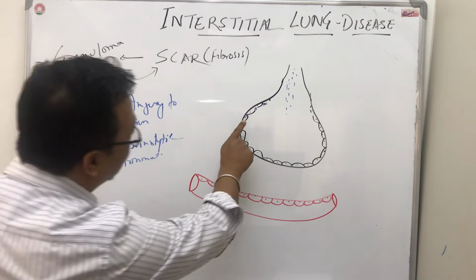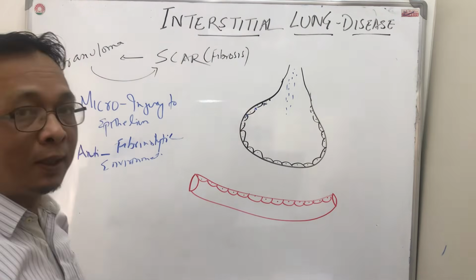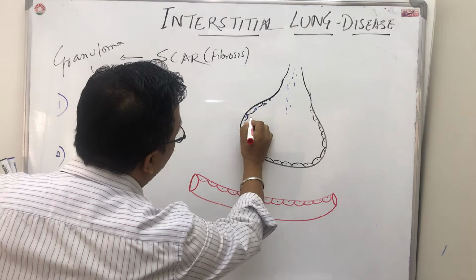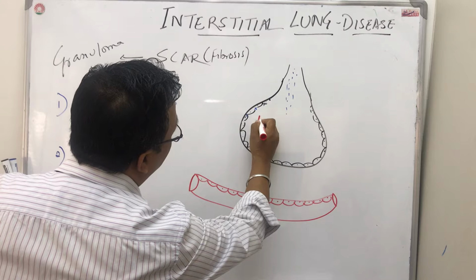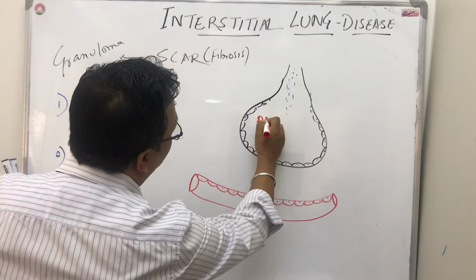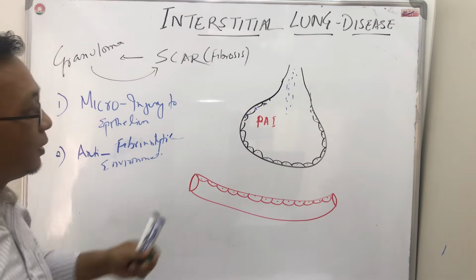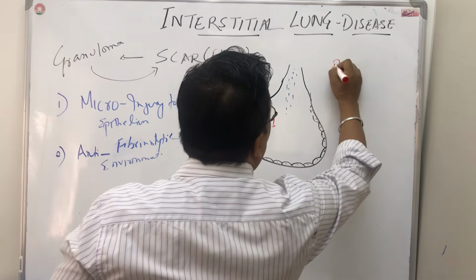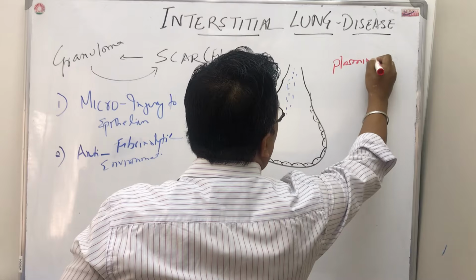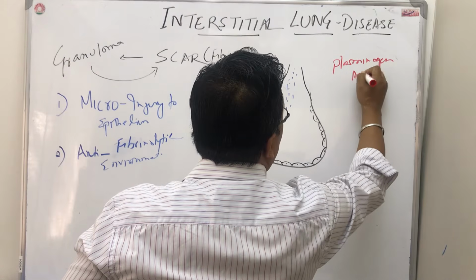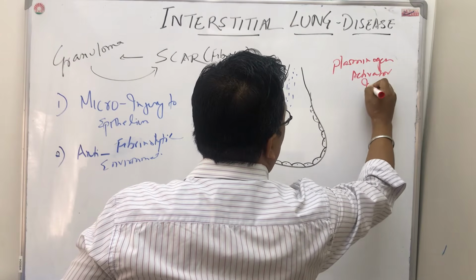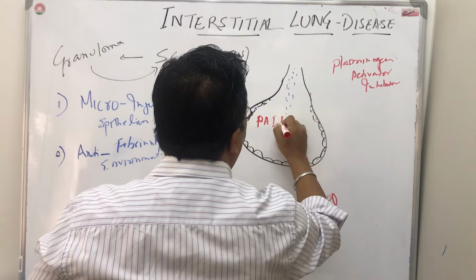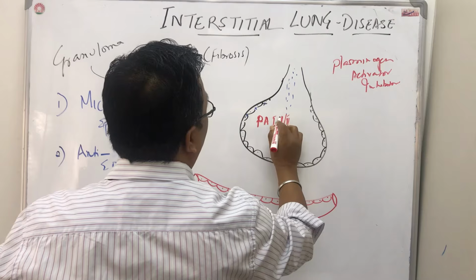What does that mean? These wounded alveolar epithelial cells will produce lots and lots of plasminogen activator inhibitor. This is called plasminogen activator inhibitor, type 1 or type 2.